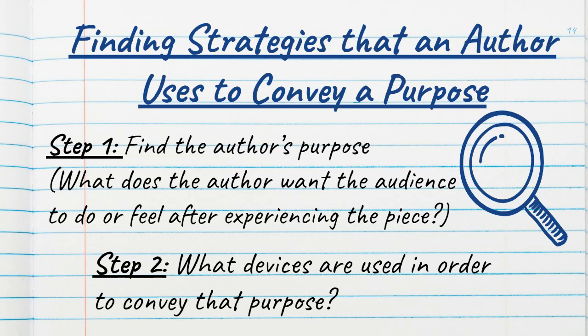The first step that you need to take before you start finding strategies is to find the author's purpose. If you've gone through Soapstone, you've already found it within the context of the rest of the piece. It should answer the question, what does the author want the audience to do or feel after hearing the piece? The next step is to find the devices or strategies that the author used in order to fulfill that purpose. The devices that you come up with will shape the body paragraphs of your paper.